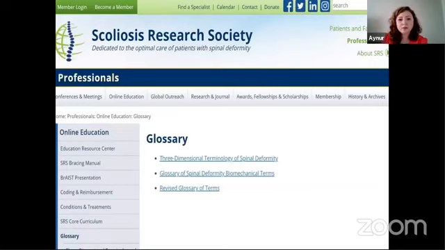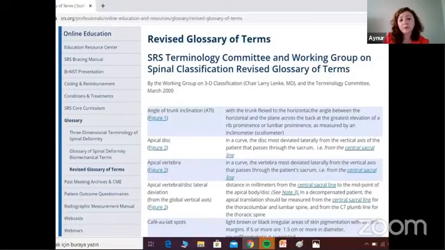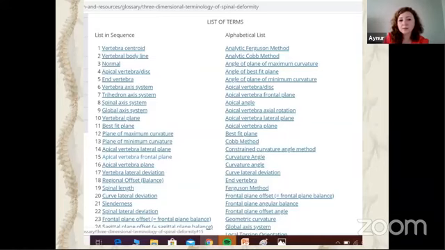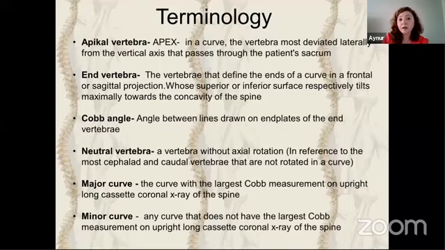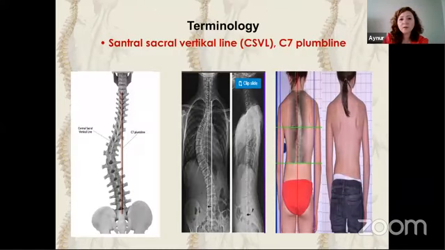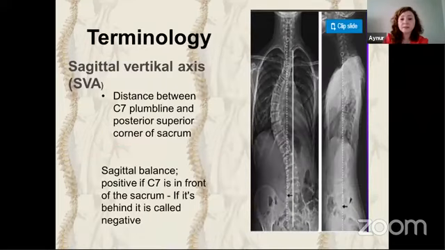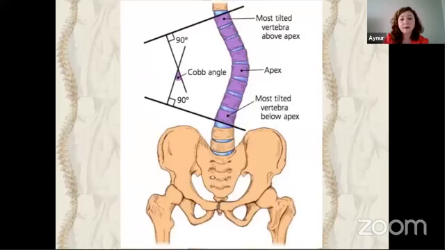The Scoliosis Research Society has its own glossary. You can find the three-dimensional terminology of spinal deformity, the glossary of spinal deformity, biomechanical terms, and the revised glossary of terms. Everyone who is interested in scoliosis must know this terminology to talk to each other in the same language. You can find it on the SRS website, in the list of terms. You can find apical vertebra, end vertebra, Cobb angle, neutral vertebra, major curve, minor curve, and others. You can also find central sacral vertical line, plumb line, sagittal vertical axis, and others. We can discuss these in the next lecture if you want.